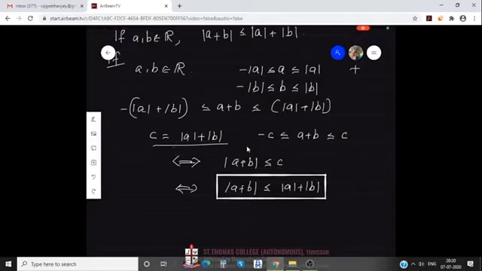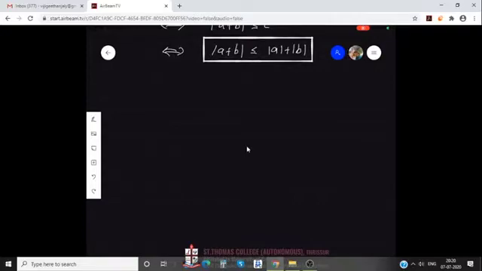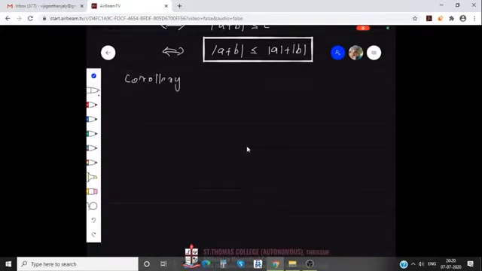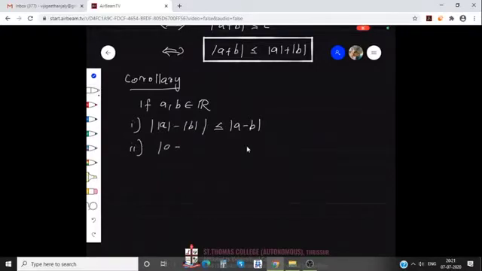Now we will move on to some corollaries of the triangle inequality. So we have the triangle inequality on the top. I have already told you a corollary means a result which follows immediately from a theorem. So if A and B are two real numbers, then the first result says that absolute value of mod A minus mod B is less than or equal to mod A minus B. And the second one says that absolute value of A minus B is less than or equal to absolute value of A plus absolute value of B.